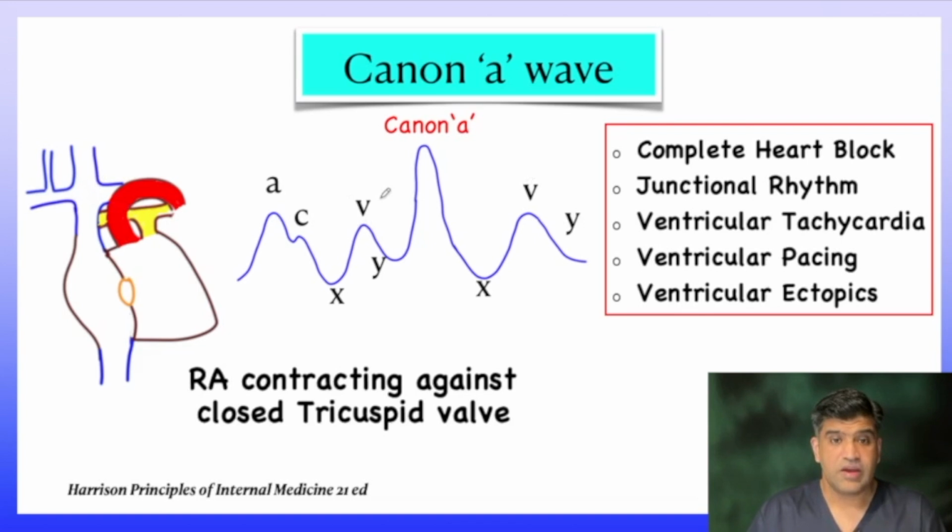These are caused when the right atrium contracts against a closed tricuspid valve, not obstructed, it is a closed tricuspid valve. This is the RA, there is blood in the RA, the A wave is produced by the systole, that means it contracts and pushes the blood through the tricuspid valve into the right ventricle. When this is closed, not obstructed, completely closed, RA pushes the blood but there is nowhere to go. The blood cannot go into the RV because the tricuspid valve is closed.